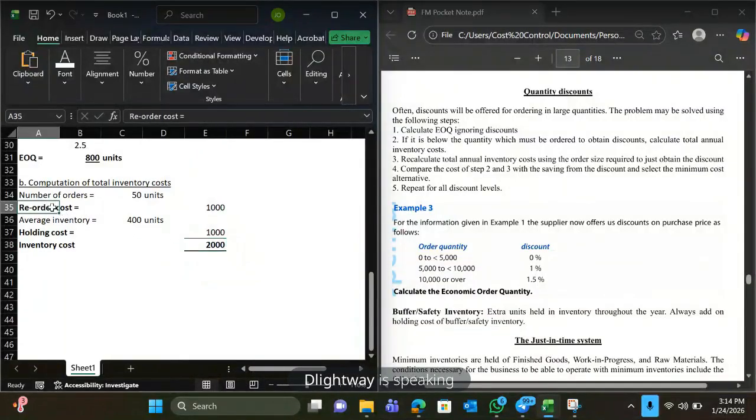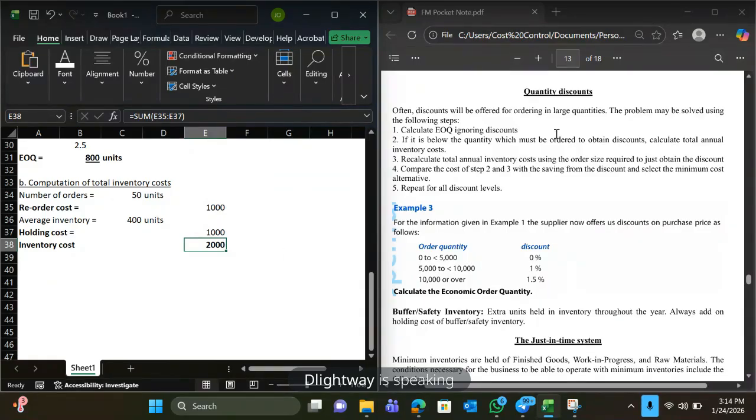From all we've been doing, we've only been adding reorder cost and holding cost to arrive at the inventory cost. Now, your total cost is different from your total inventory cost. For total cost, you need to add your purchase cost. Purchase cost is different from purchase price. Purchase price is the price per unit. Purchase cost is the total cost, that's the price per unit multiplied by the total quantity you ordered. That is what will give you a purchase cost.